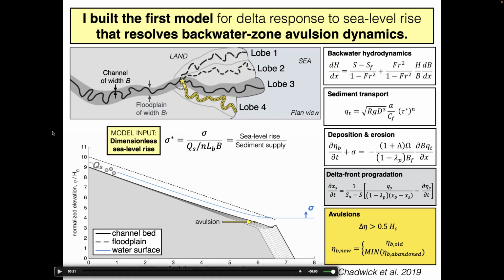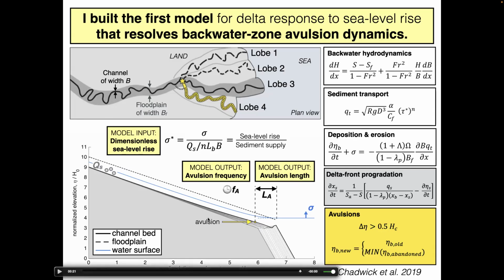So what I'm going to show you in the next couple of slides is just varying one model input, which I call the dimensionless sea level rise rate. It's basically the sea level rise relative to the sediment supply. It's kind of a ratio. And we're going to see what that does to the output avulsion length, just measured from the sea to the avulsion site, as well as the output avulsion frequency, which is just we keep track of how often the avulsions occur in the model.